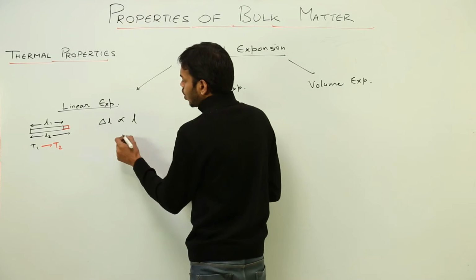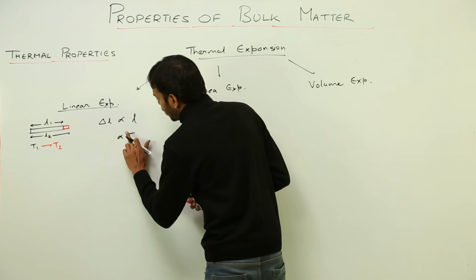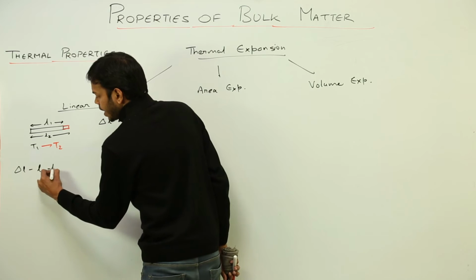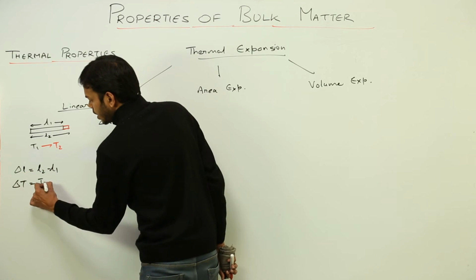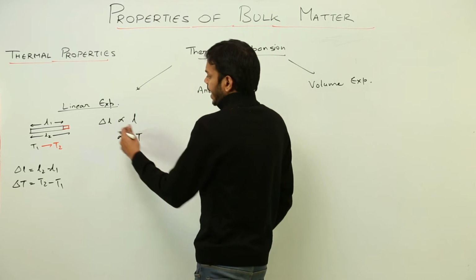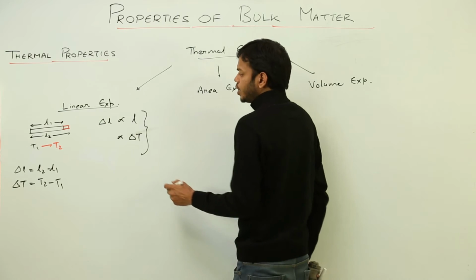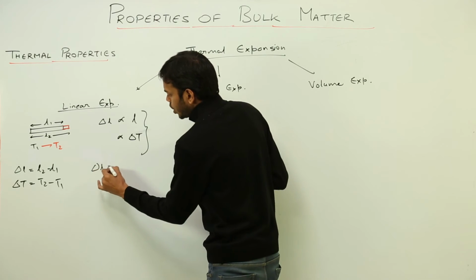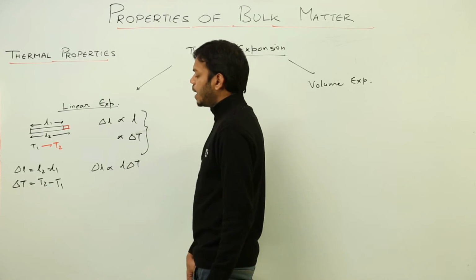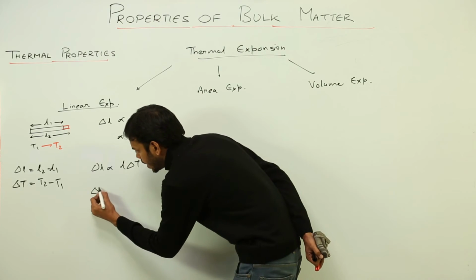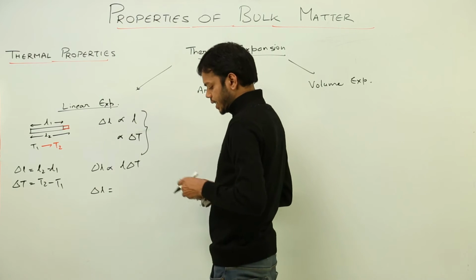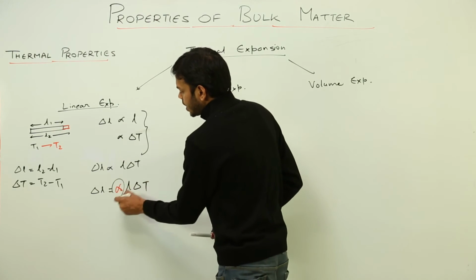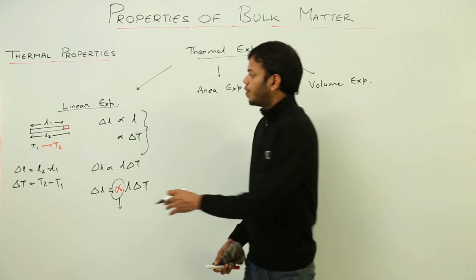Second, change in length is obviously directly proportional to change in temperature, that is delta T. Delta L is L2 minus L1, and delta T, the change in temperature, is T2 minus T1. So change in length is directly proportional to these two quantities. Combining these two factors, delta L is proportional to L delta T. Here I'll put a constant of proportionality to balance the equation, so delta L is equal to alpha L delta T.